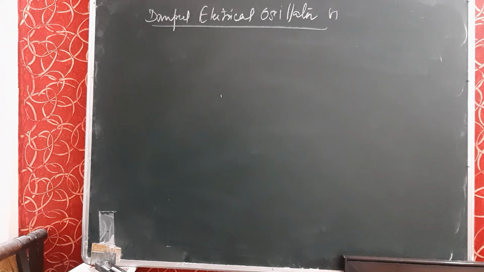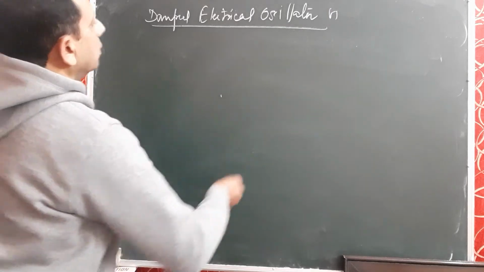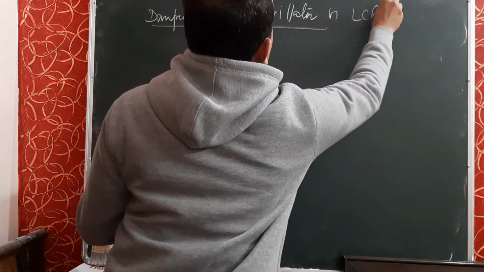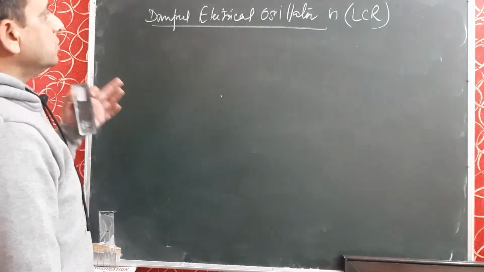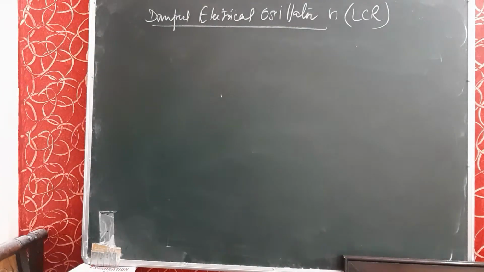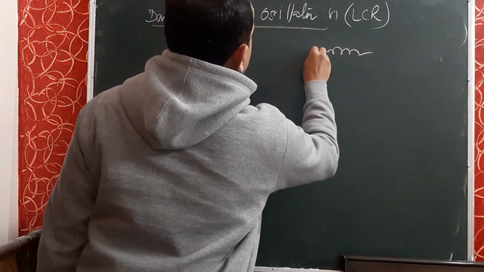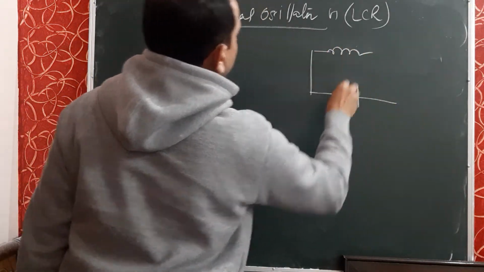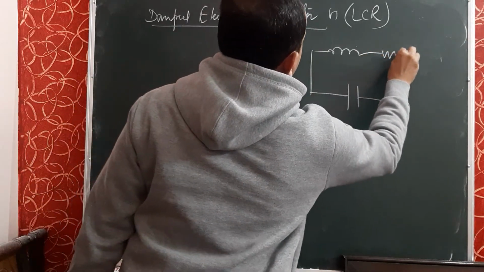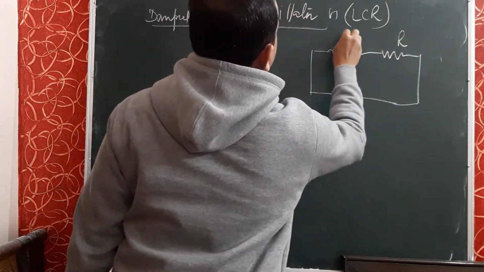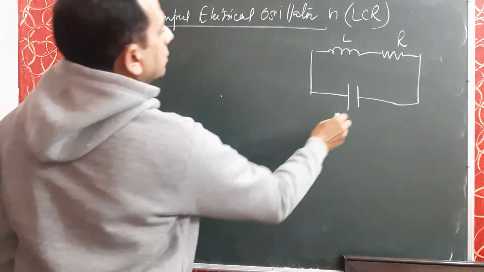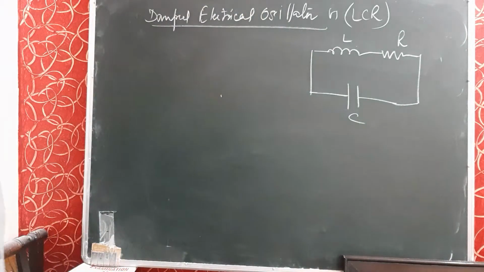So this oscillator consists of an LCR circuit, which you have already studied in 10+2 class, that is inductor, capacitor and resistor. So this is the circuit diagram. L and C are both in parallel and resistance R is connected in series with L. So this is called the LCR circuit.